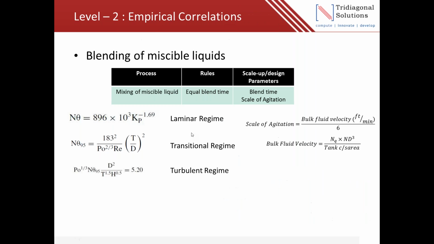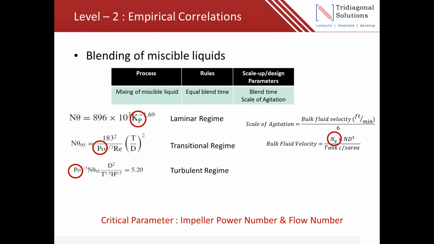Let's look at level 2. So these are level 1 methods. Let's look at what the level 2 methods are. In level 2, we typically use empirical correlations, which we use to estimate our various mixing parameters. So let's look at the first application, which is mixing of miscible liquids, and we are trying to look at here what our blend time is, or what our scale of agitation is.